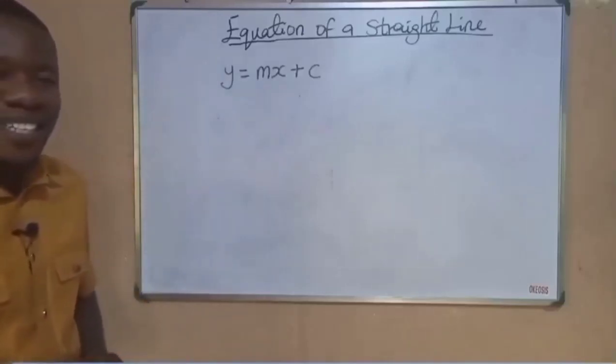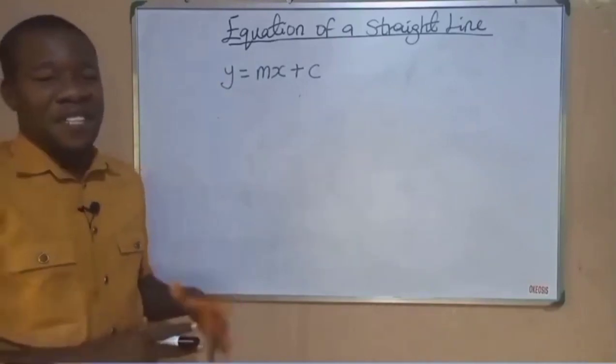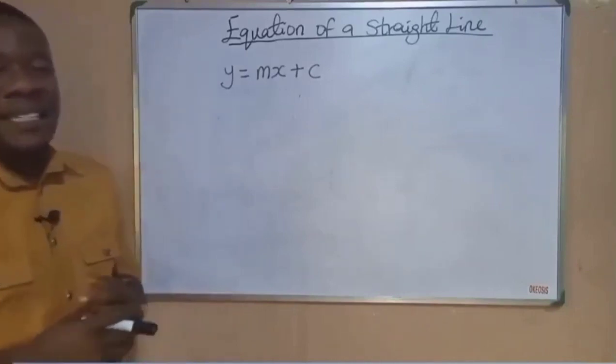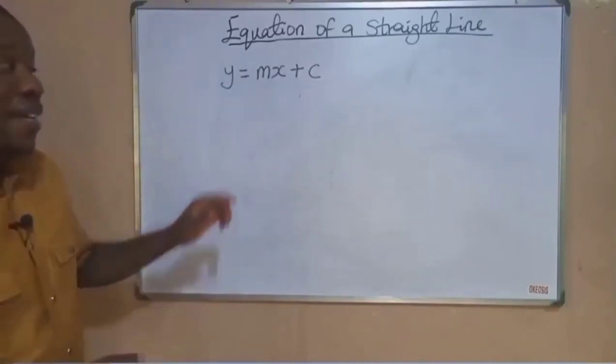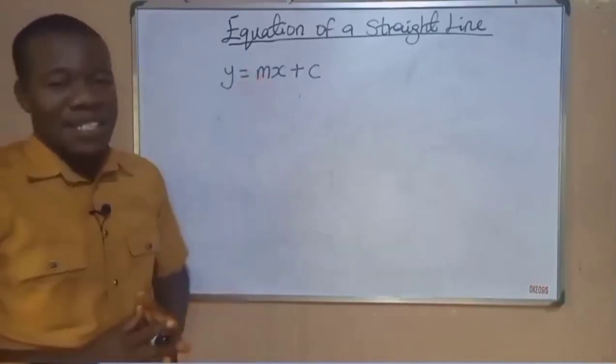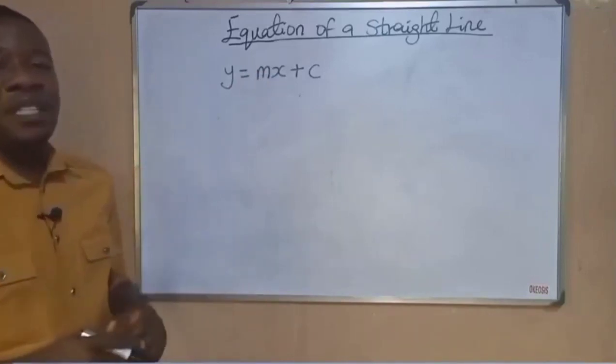Welcome to straight line geometry, and today we want to talk about the equation of a straight line. The general form of any equation of a straight line is given by this formula: y is equal to mx plus c. It's a very important formula whenever we are dealing with straight line geometry.